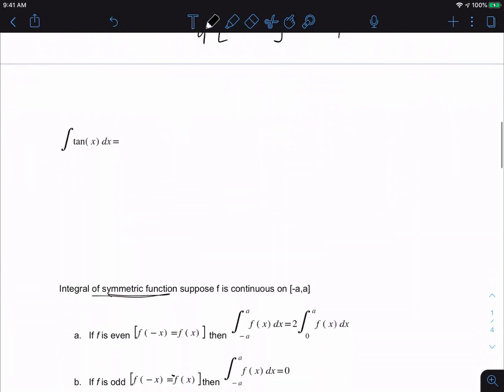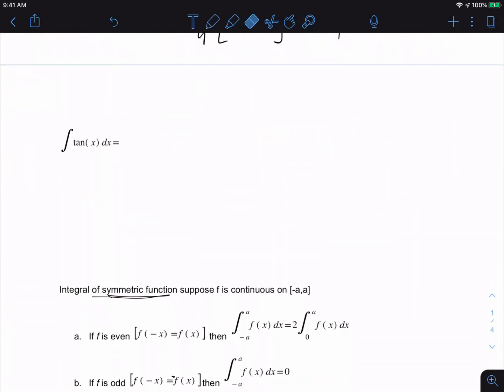Okay. Now for trigonometric functions, we can also do it. And so in this problem, we don't know how to do tangent of x. So what we're going to do is we're going to change that to be the integral of sine of x over cosine of x dx.